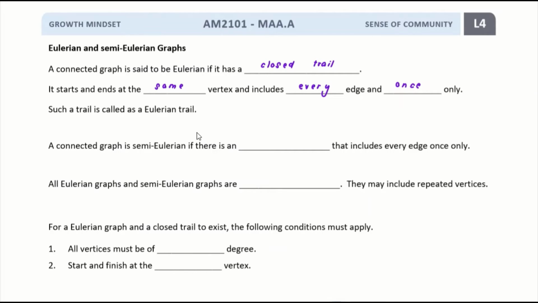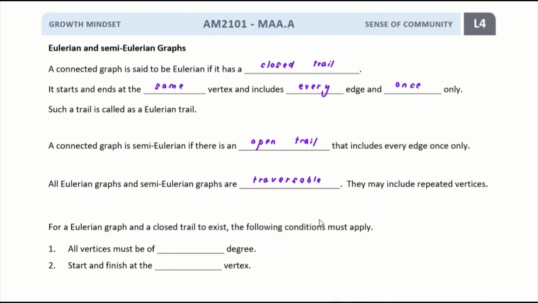The second thing: a connected graph is semi-Eulerian if there is an open trail. This is similar to what we discussed just now, but in a written way. All Eulerian graphs and semi-Eulerian graphs are traversable. Remember what is meant by traversable? It means you are able to draw the graph using one line without taking your pen off, and you go through all the edges once only.